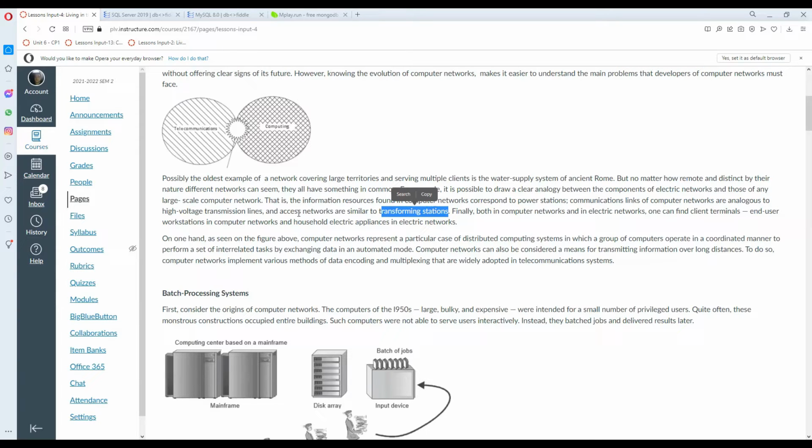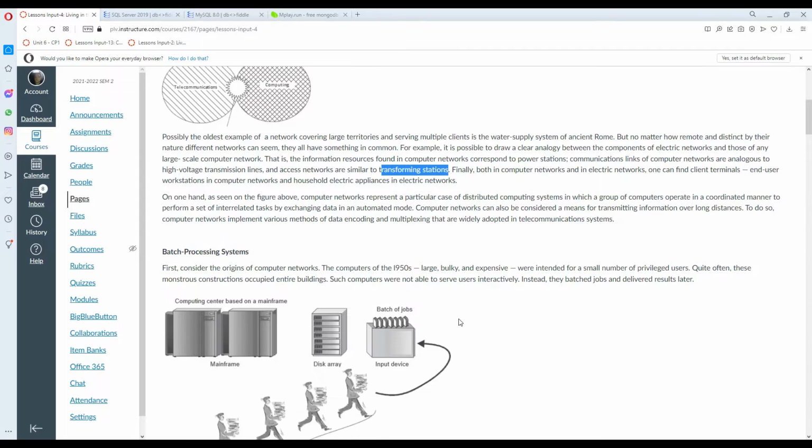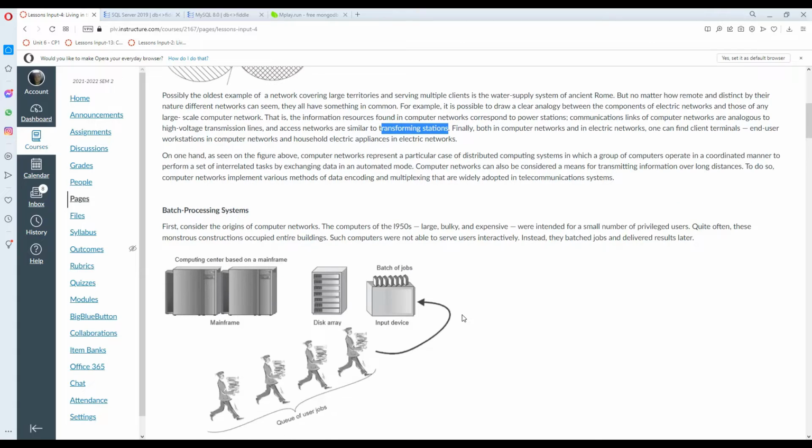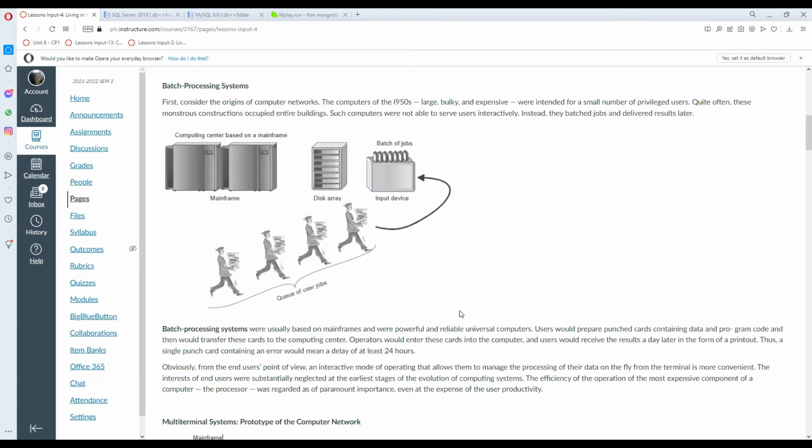On one hand, as seen on the figure above, computer networks represent a particular case of distributed computing systems in which a group of computers operate in a coordinated manner to perform a set of interrelated tasks by exchanging data in an automated mode. Computer networks can also be considered a means for transforming information over long distances. To do so, computer networks implement various methods of data encoding and multiplexing that are widely adopted in telecommunication systems.